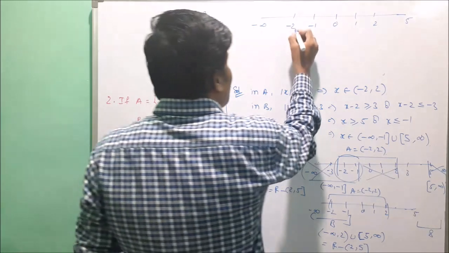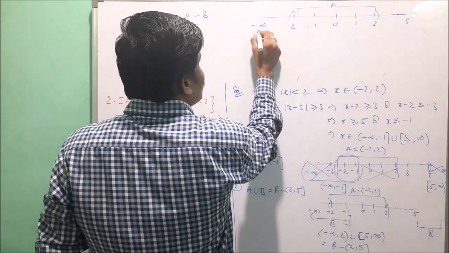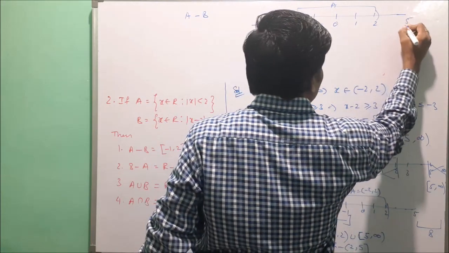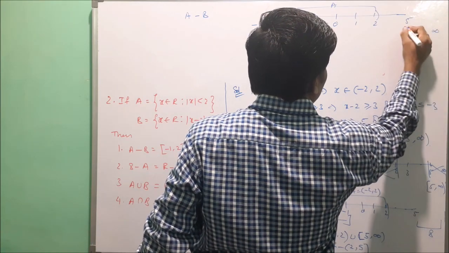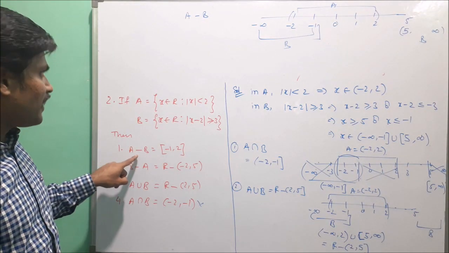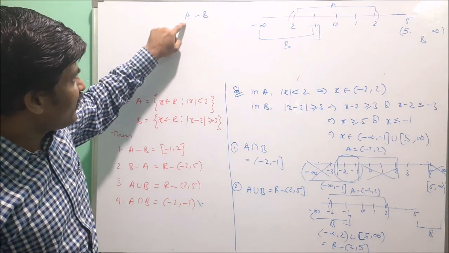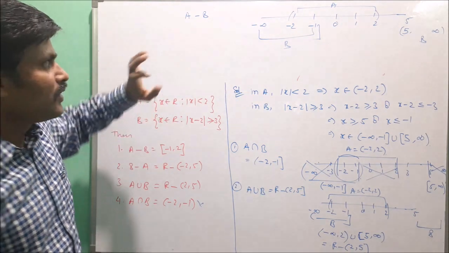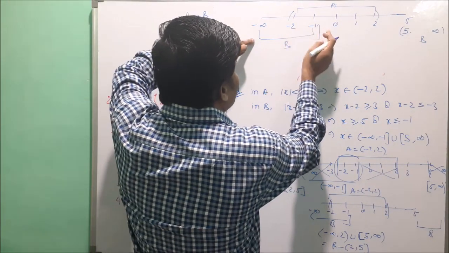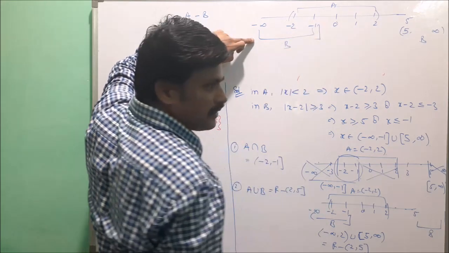Now A is minus 2 to plus 2. So minus 2 to minus 1, closed interval, is B. And 5 to infinity is also B. Now here we observe that to find A minus B, X lies in A and does not lie in B. Now the B interval is minus infinity to minus 1, so the common part of A and B is minus 2 to minus 1.